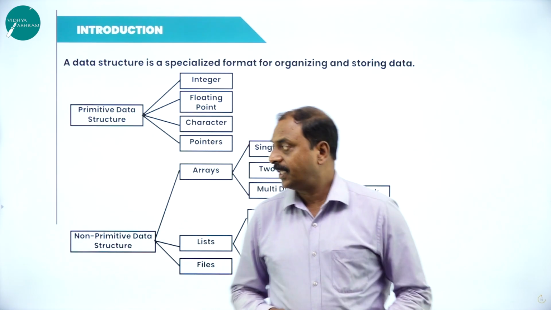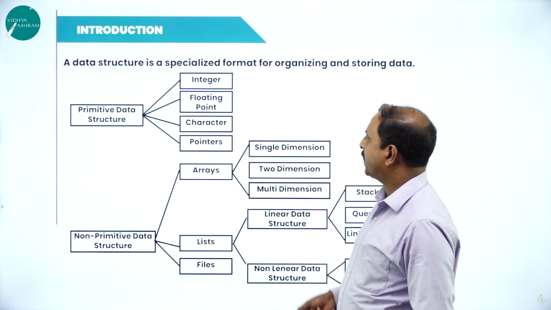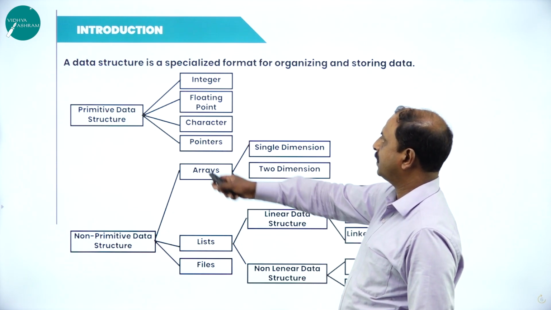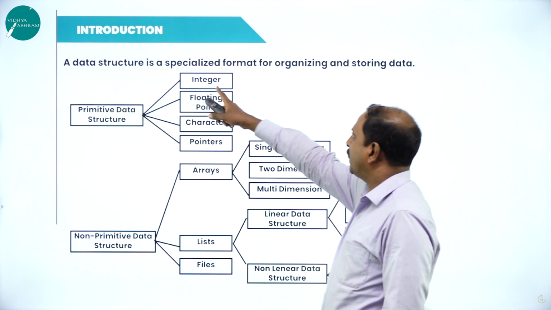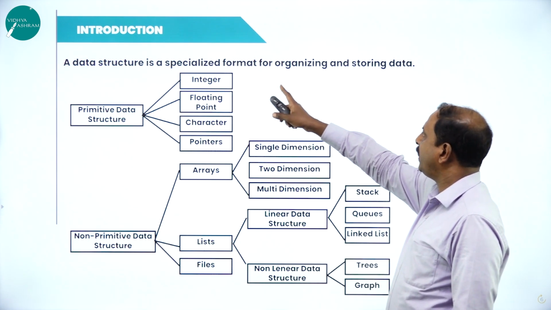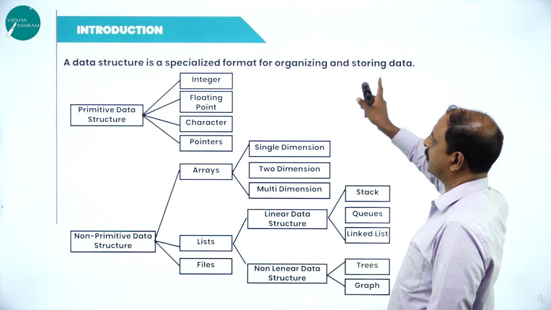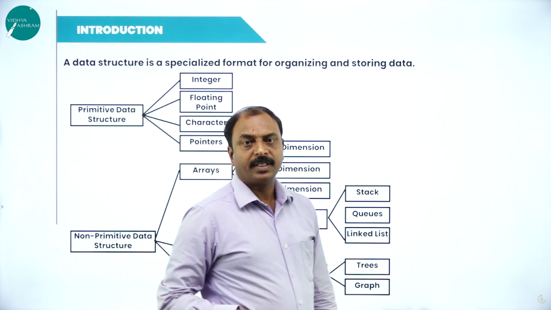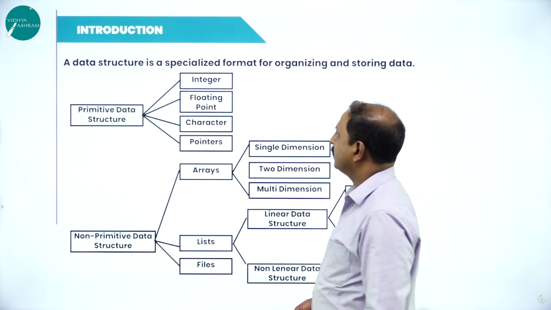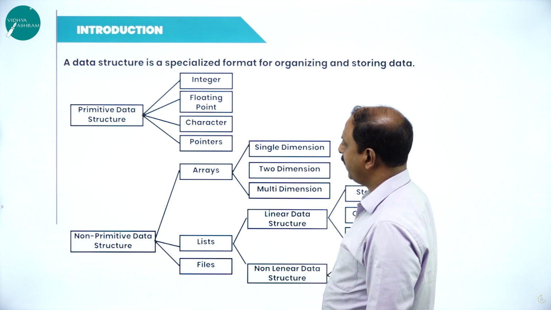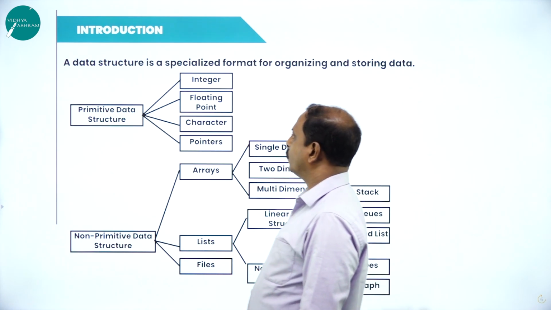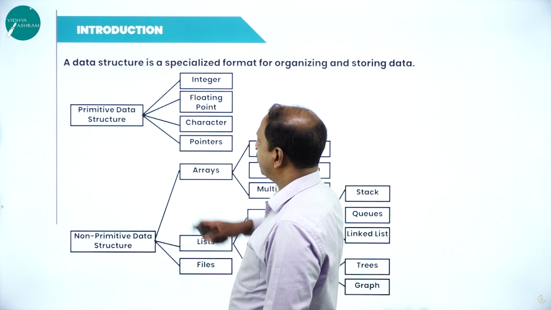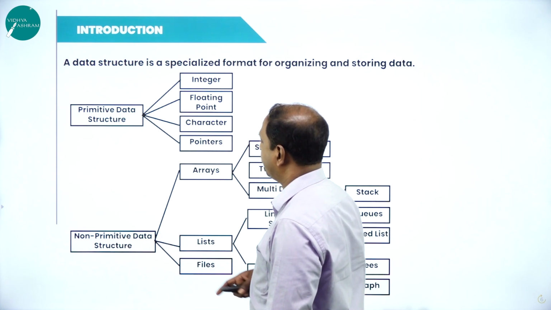Now, let us see the classification of data structure. Here is the definition: a data structure is a specialized format for organizing and storing the data. That is what the definition is. Now, let us see the classification of this data structure. Mainly, data structures are of 2 types: one is primitive data structure and the other is non-primitive data structure.